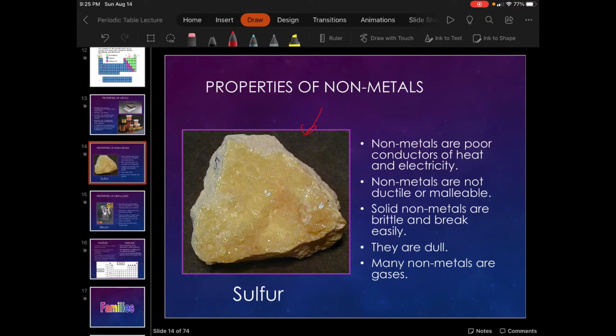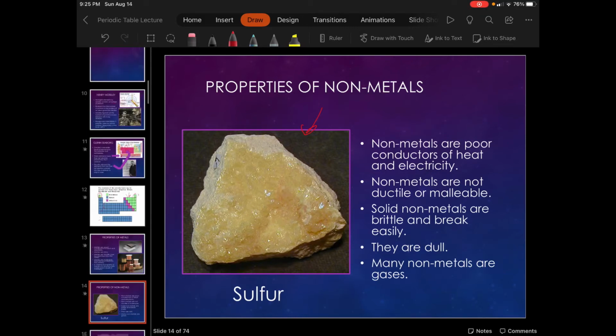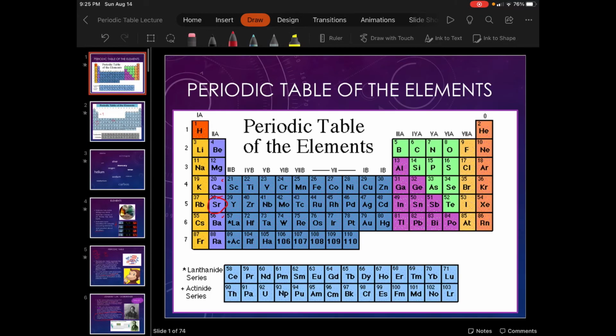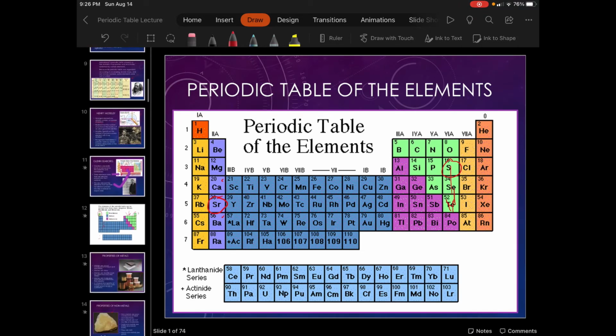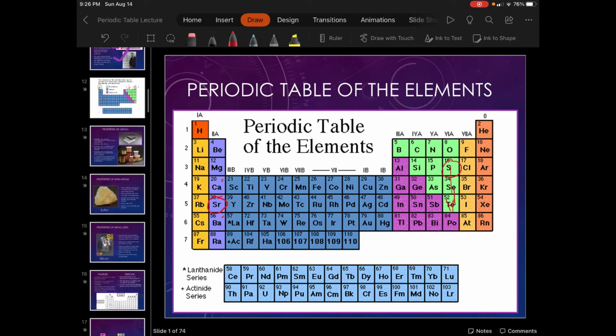Now remember, these nonmetals are arranged in certain areas on the periodic table, and they all exhibit certain traits. So we have sulfur. If we look where sulfur is right here, we could see that these would exhibit certain traits or certain similarities. Let's go back down here. Where were we at? Right here.